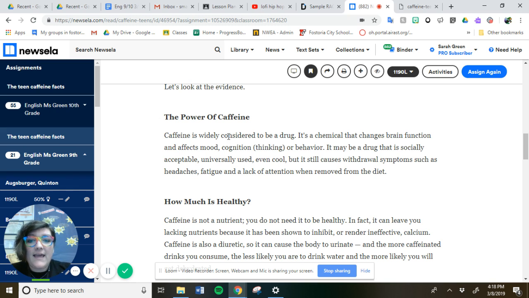Okay. Caffeine is widely considered to be a drug. It's a chemical that changes brain function and affects mood, cognition, thinking, or behavior. It may be a drug that is socially acceptable, universally used, even cool, but it still causes withdrawal symptoms such as headaches, fatigue, and a lack of attention when removed from the diet. Those definitely sound like physical symptoms, don't they?